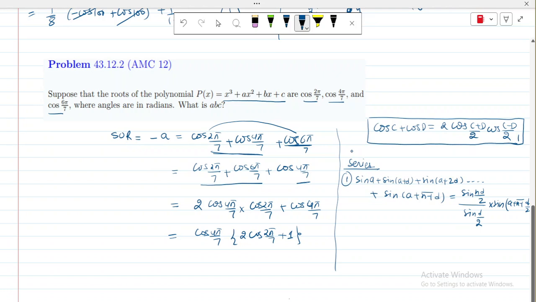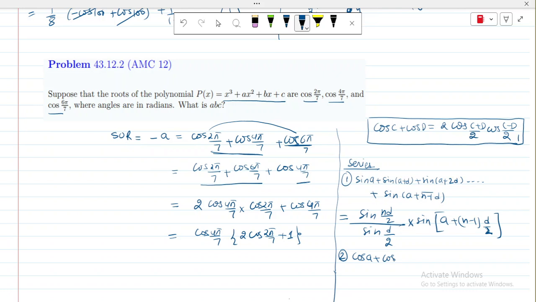Suppose you write cos A plus cos A plus D, plus cos A plus 2D. So it is an arithmetic progression with cos, so cos A plus n minus 1 times D. So the formula will be the same, you'll be getting sine n d by 2. Because this is a unique formula, you will not get any confusion in this formula. We do not need to tag any story in such a formula, है ना?